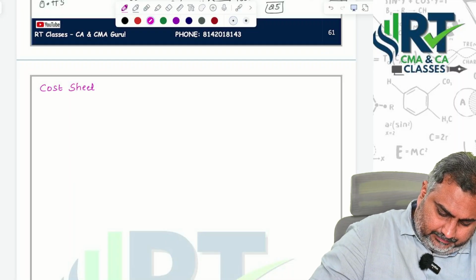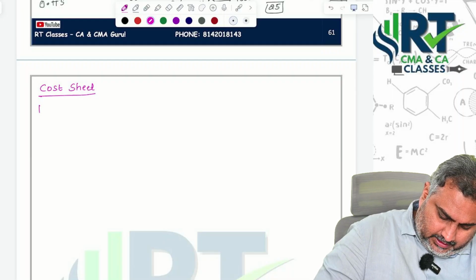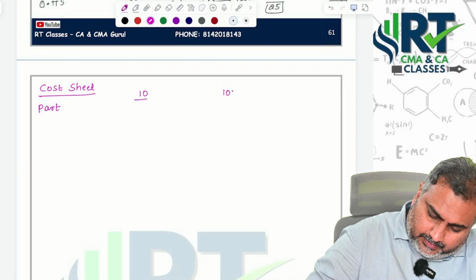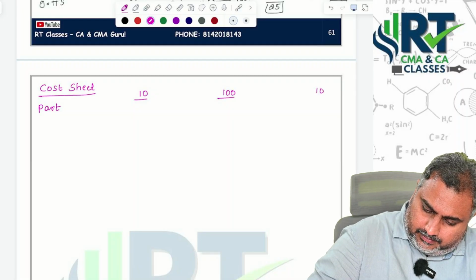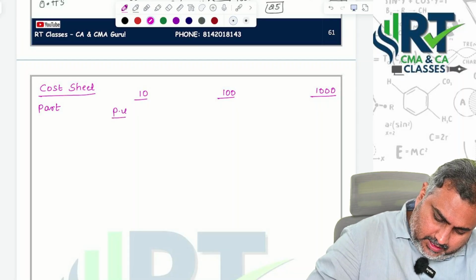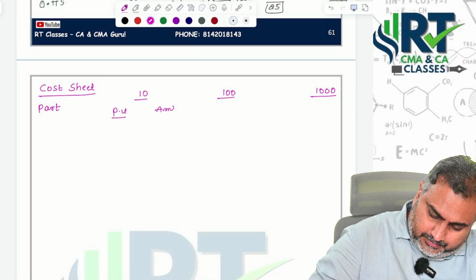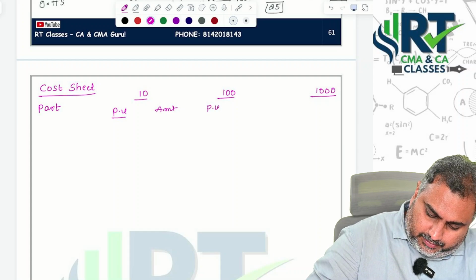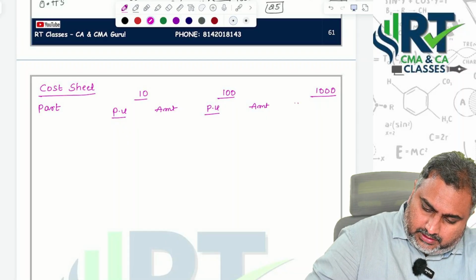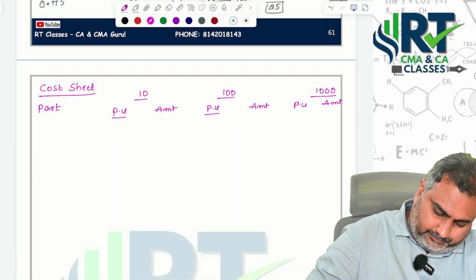Cost sheet we are preparing. Particulars: 10, 100, 1000. Under that, per unit amount, per unit amount, per unit amount.